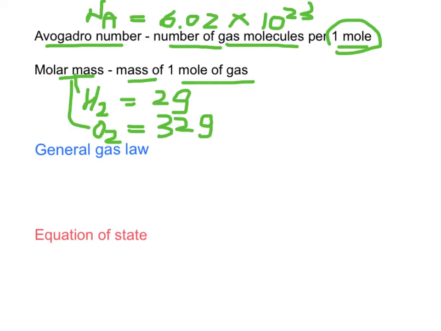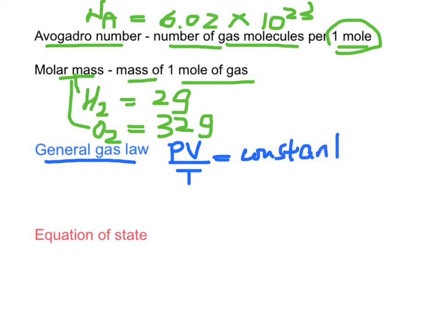In this part, you will learn several equations. The first one is the general gas law. The general gas law can be written in the form PV over T equal to constant. The three gas laws you have learned before can be deduced from the general gas law.